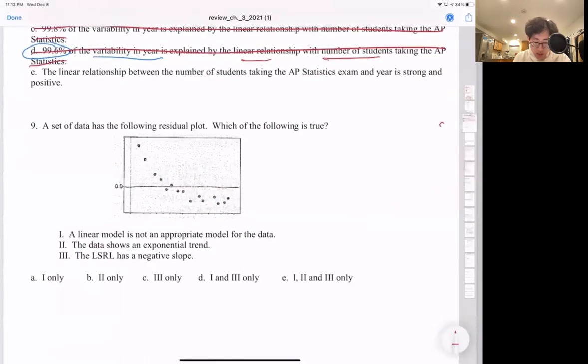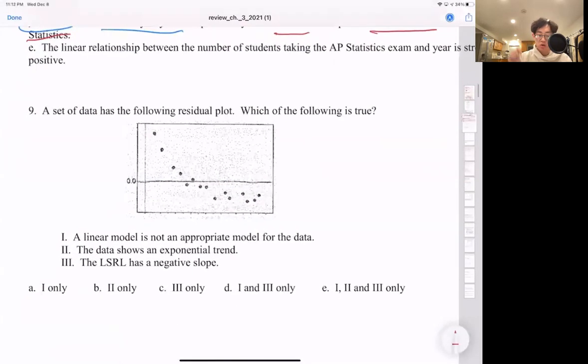Number 9, a set of data has a residual plot, which of the following is true? Right, so here, this is actually quite ambiguous, and I wish that there was some sort of explanation for this one. But let's go over one thing at a time. A linear model is not an appropriate model for the data. We should all know this is true, because we see a trend, we see a pattern. So 1 is definitely true. This one we're going to eliminate right away.